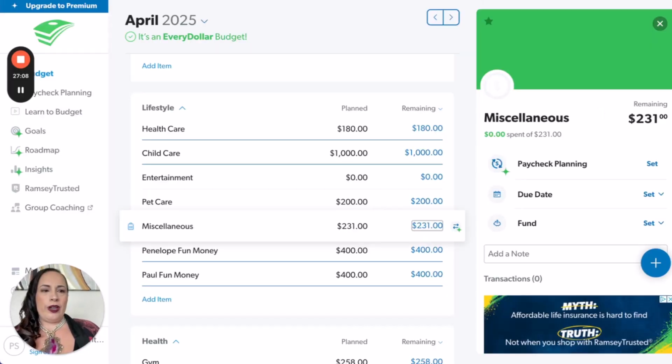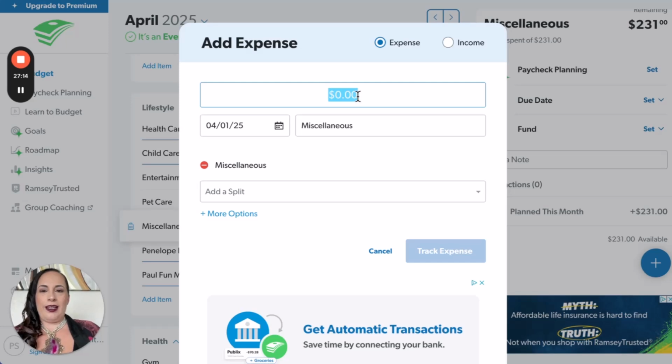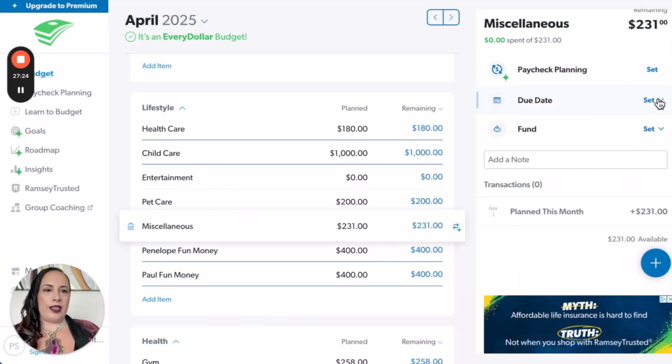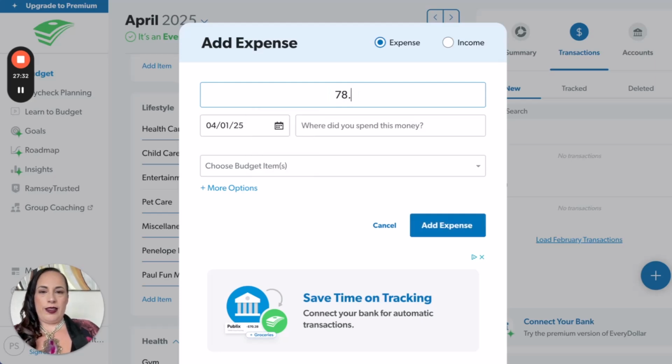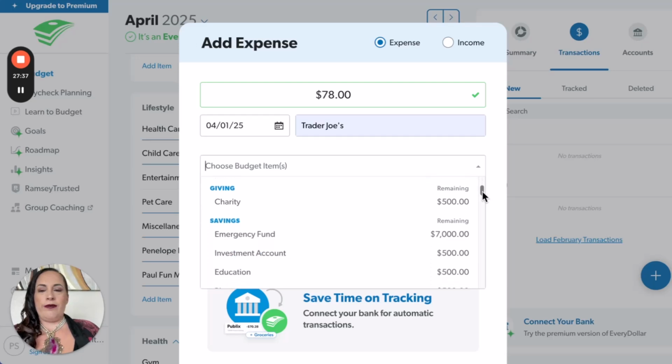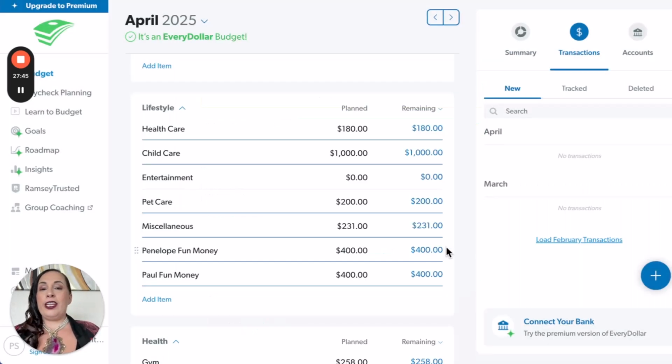So when you are getting ready to add transactions, you can just click the plus and let's say I spent $78 on groceries at Trader Joe's. Okay, I think I accidentally clicked on the miscellaneous category. Okay, get out of there. We just want transactions plus, okay, $78. I spent the money at Trader Joe's, and you can select which budget item that was. And in this case, that is groceries. And then you can even split it up if it was part groceries, part something else. And then you click track expense.